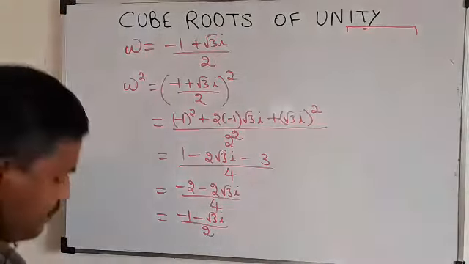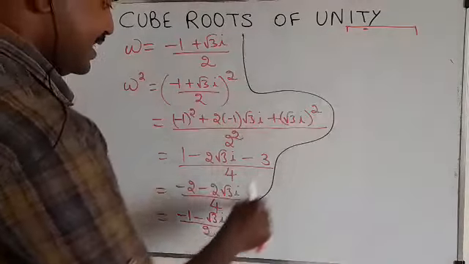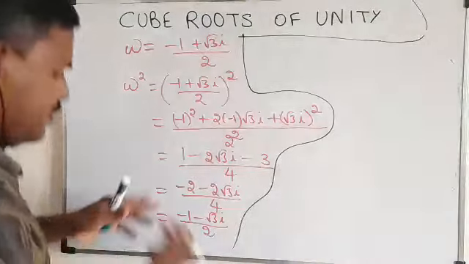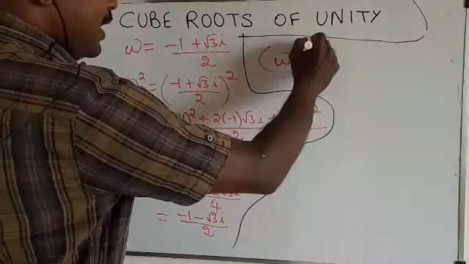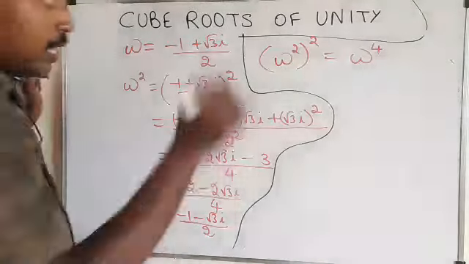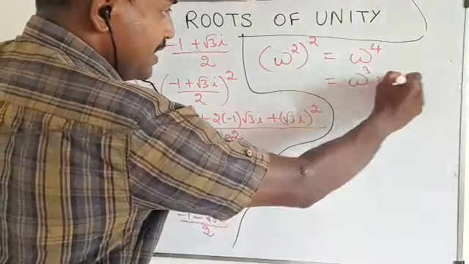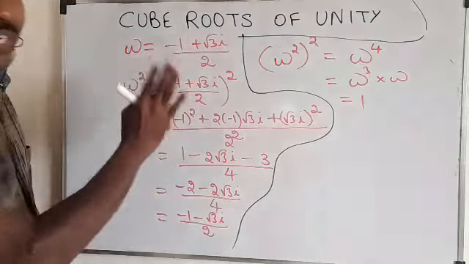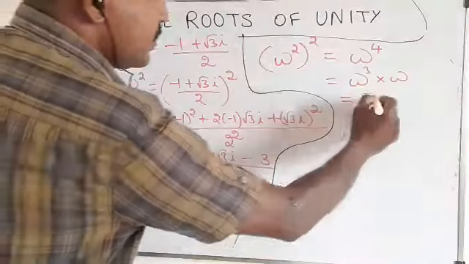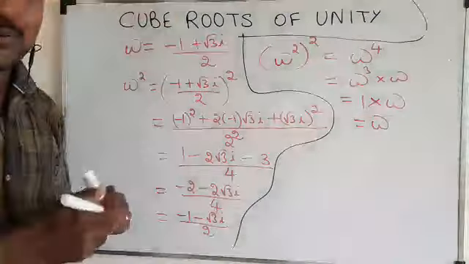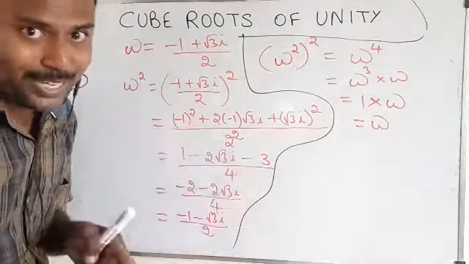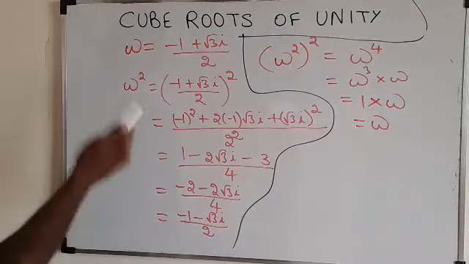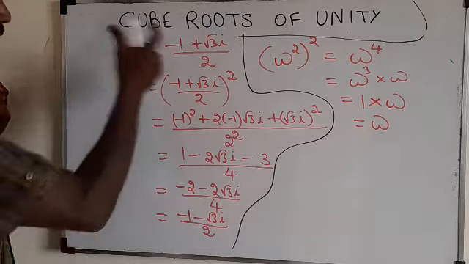That is because when we square this omega square, it is actually equivalent to omega power 4. But we already know that omega cube is 1, because this is a cube root of unity. So when we cube it, definitely our answer is going to be 1, so again we are getting omega. When we square omega, we get omega square. When we square omega square, we get back omega again. This is one very interesting property about the cube roots of unity.